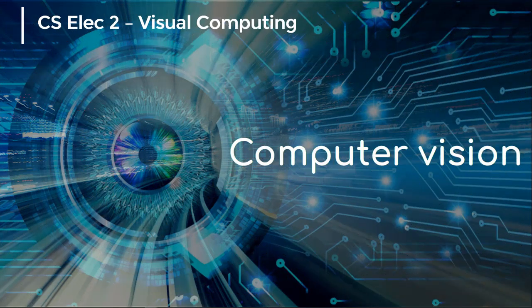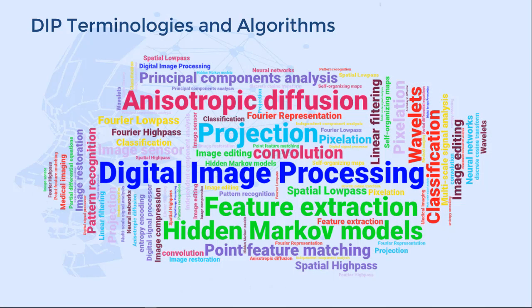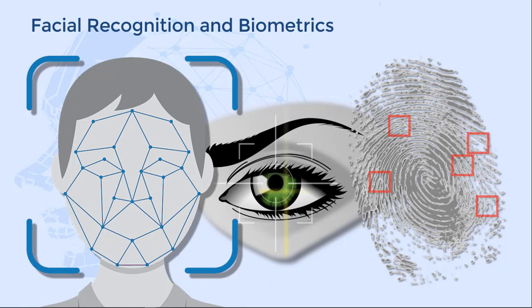So let's go to the second course, and that is CS Elect 2 Visual Computing. This course teaches the student the basic concepts of digital image processing and different algorithms for image analysis. By gaining the knowledge of these, you can then proceed to create applications that can be used in facial recognition and biometrics.